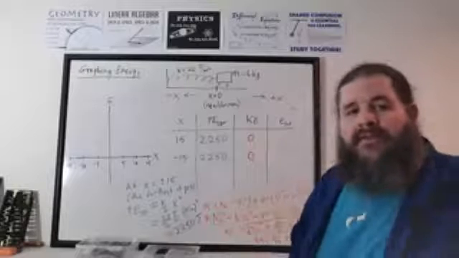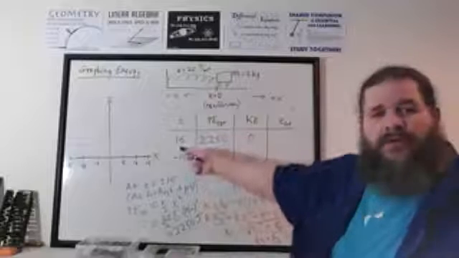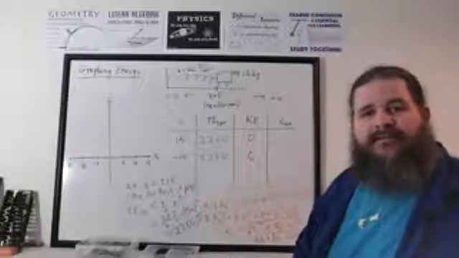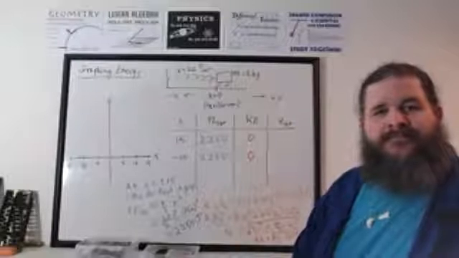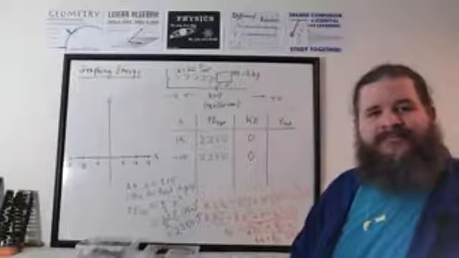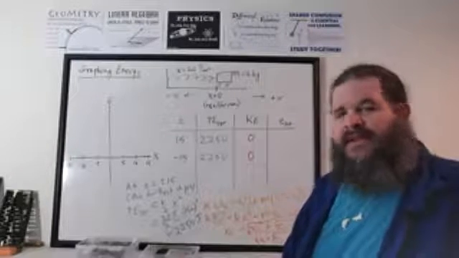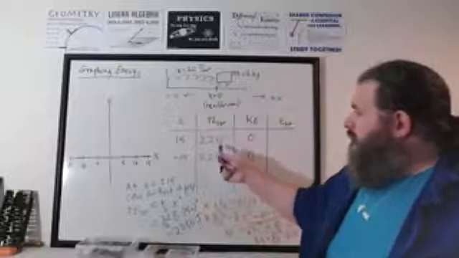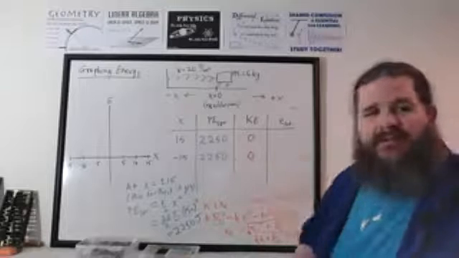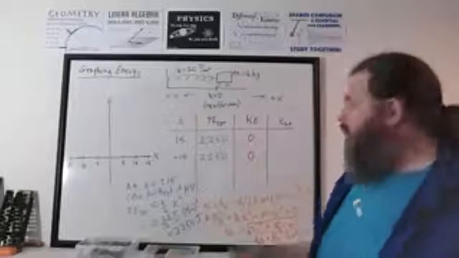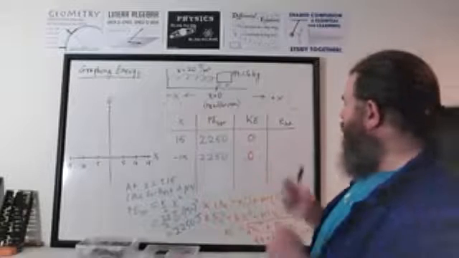And the key to this entire graph idea is if we know all the types of energy at some specific location, what can we now find? What would you get if you add those together? Yeah, that's going to be E total. So in general, if there's any one location where you know the potential energy and kinetic energy, and maybe any other energies that are involved, you can add those values to find E total. 2250 plus 0 is 2250.